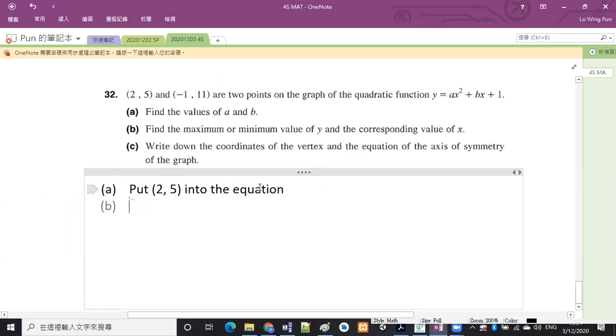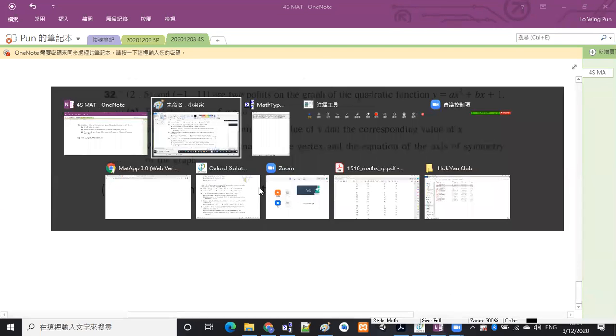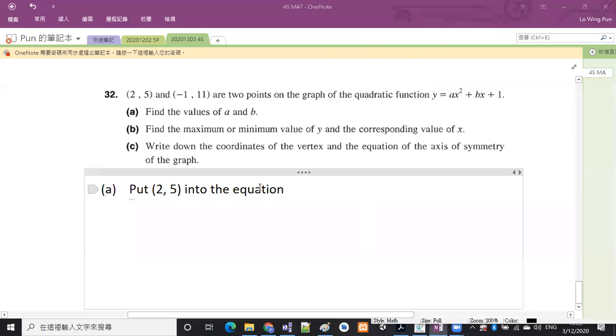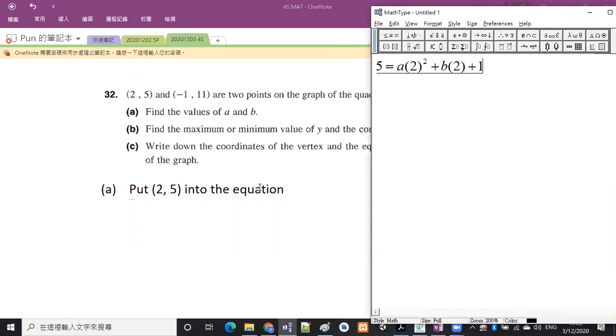First, put 2, 5 into the equation. Okay, and we will get 5 is equal to a times 2 squared plus b times 2 plus 1. Okay, and when you simplify the equation, you'll get 4 equals 4a plus 2b.